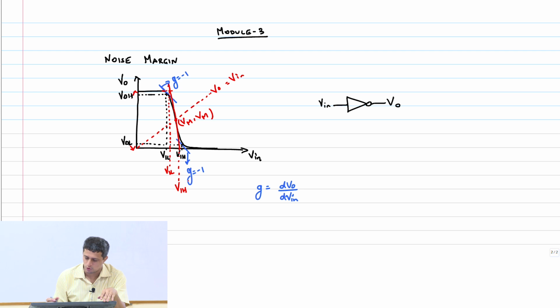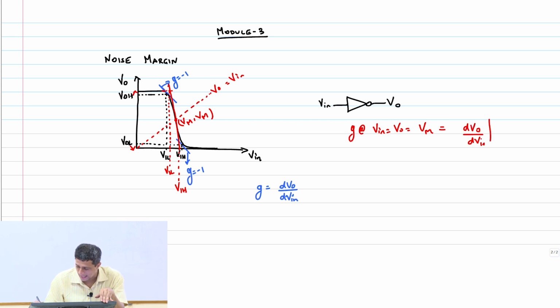Okay, so then we said that you calculate the gain at V in equal to V out equal to Vm, right? How do you do this? You have to basically do dV out by dV in at V in equal to V out equal to Vm. Of course, both NMOS and PMOS are going to be assumed to be in velocity saturation region at this particular point, Vm. We already did this calculation earlier, right? Using this, we were able to calculate the levels VIL and VIH.